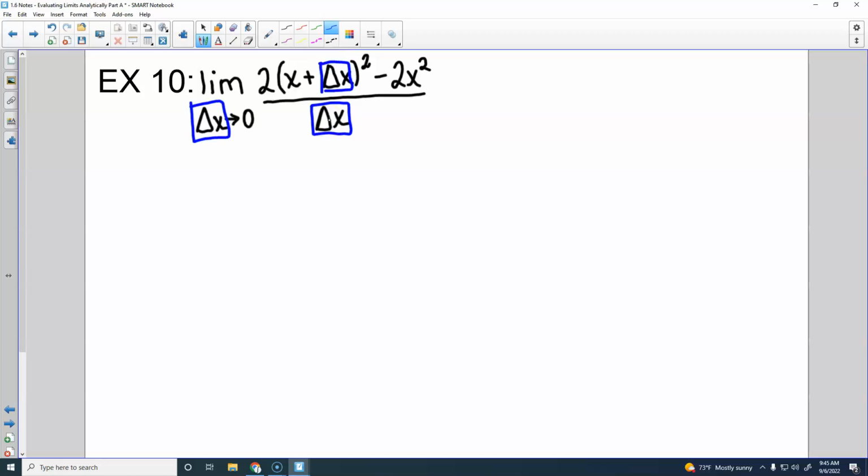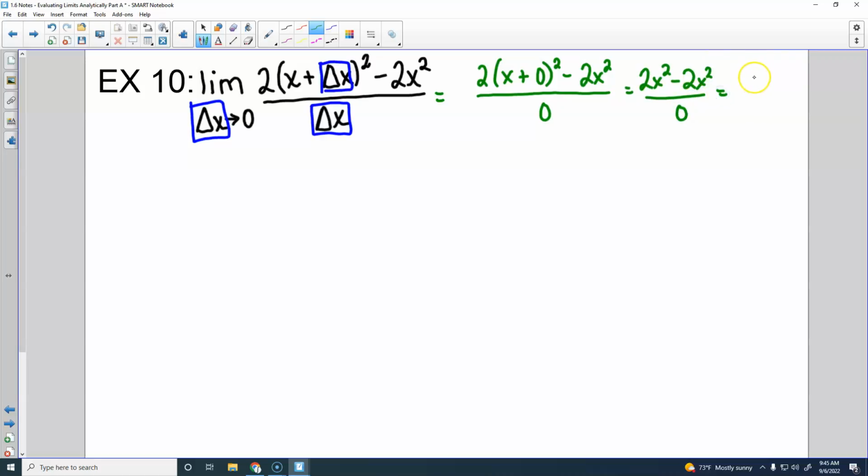All right, so if we try direct substitution here, we're only plugging in 0 for the delta x, not the x, just the delta x. So it's 2 times x plus 0 squared minus 2x squared all over 0. And x plus 0 is just x, so this is going to be 2x squared minus 2x squared over 0, and what are we going to get? 0 over 0 right there. So, indeterminate form, it's not our answer, it means we've got to keep going.